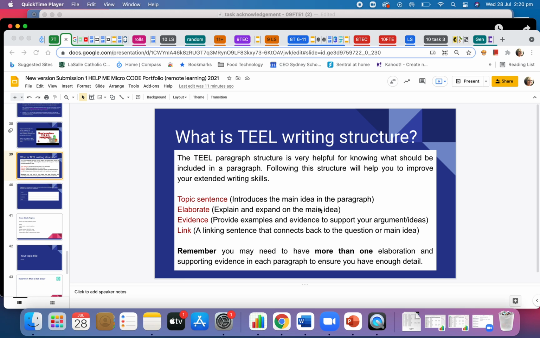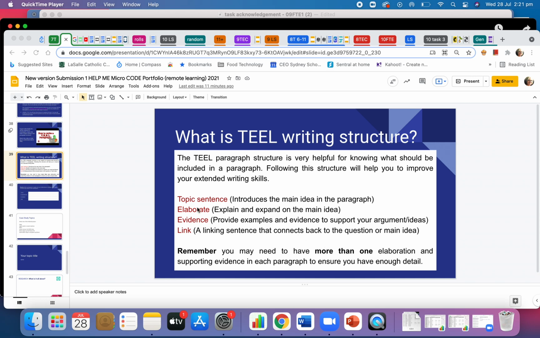Elaborate, so explain, expand on your idea, tell me what you're thinking about, and give me some information. And then in the next one, you're going to give some evidence to support your argument, and usually that would be in the form of some sort of example. And the last part is to link it back. So, things like therefore, this is why.